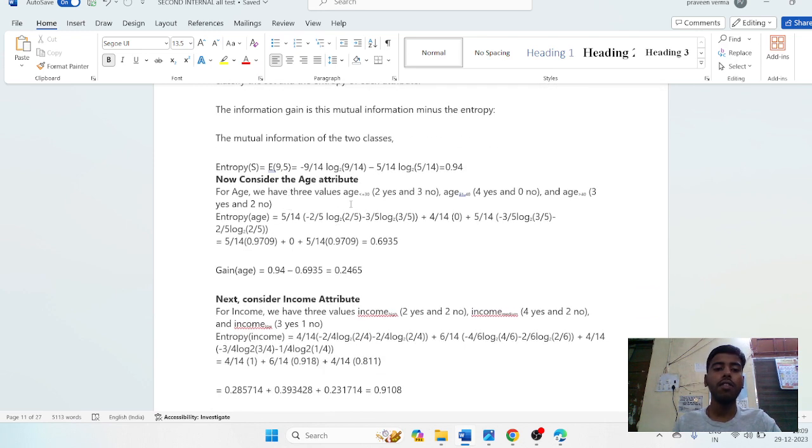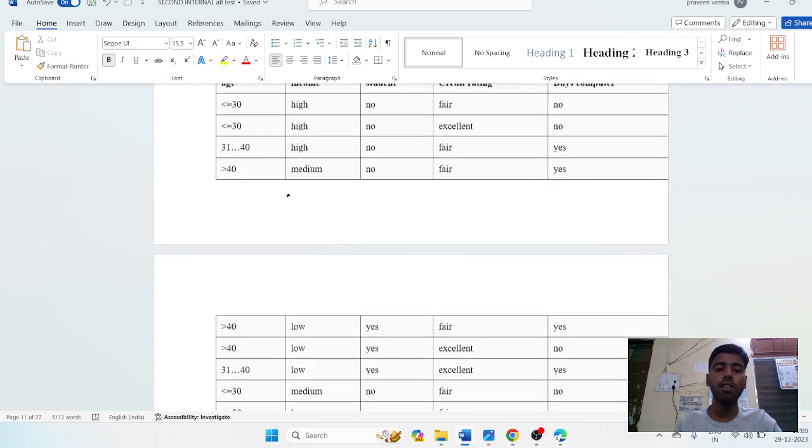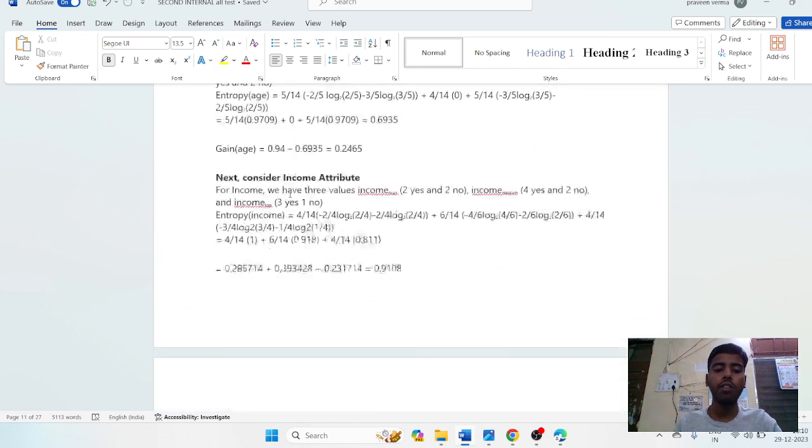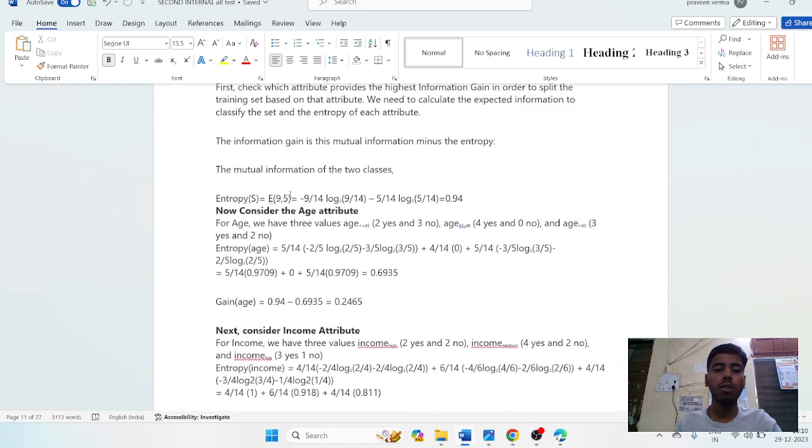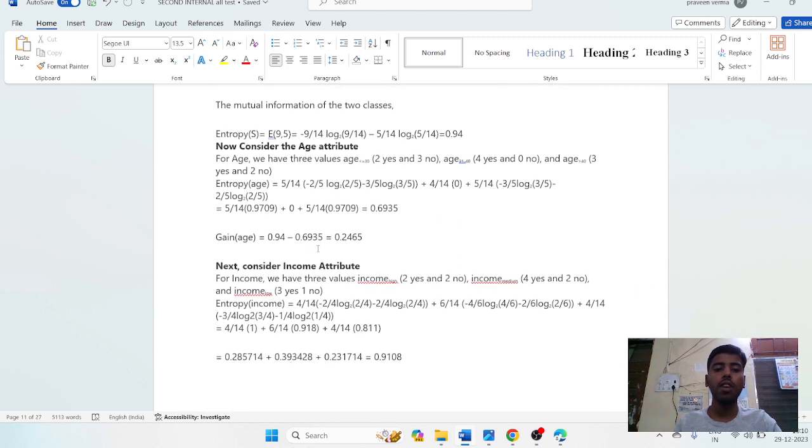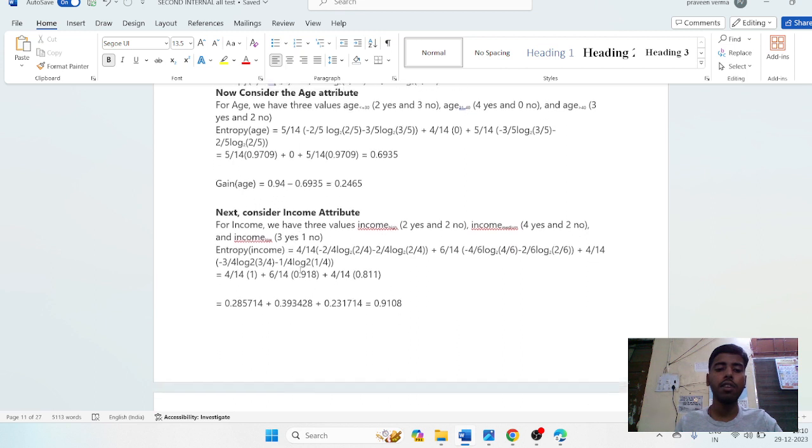Here we use the information gain method. First we consider the age attribute because it is the first attribute of this table. Now we calculate this information gain using the formula of information gain. For age, we have three values: 2 yes 3 no, 4 yes 0 no, and 3 yes 2 no. Now, the entropy of age is finally calculated as 0.2465. We use 4 decimal precision here.